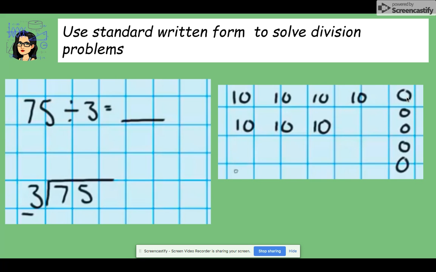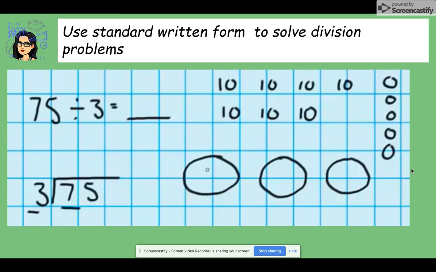And I've also drawn little counters for the 1s. 1, 2, 3, 4, 5. Now that I'm also drawing out 3 groups, because I know I have to divide the number 75 by 3. And so you can quite clearly see one group, second group, and a third group.